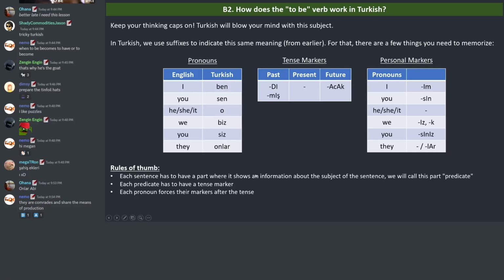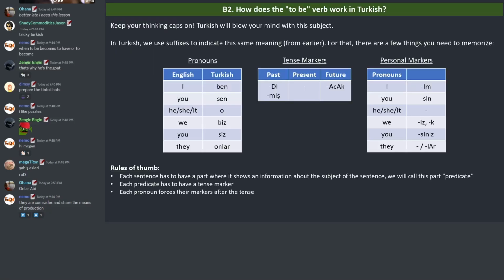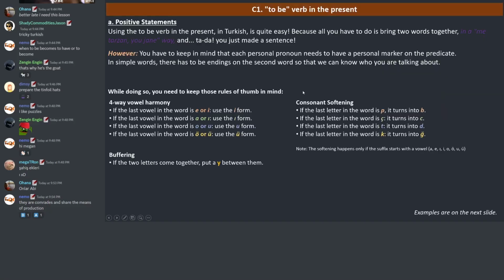So let's finally talk about the to be verb in the present. I will go back a little quick, because as you can see, I didn't put any tense marker for present. Keep that in mind, because in the positive statements for present, like I am, you are, there are no endings. At least we don't use any tense marker endings. We use only personal pronoun endings.